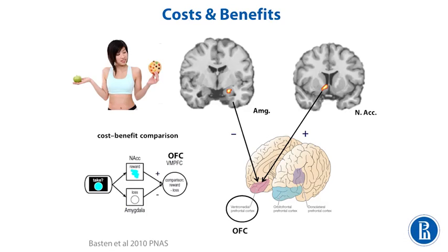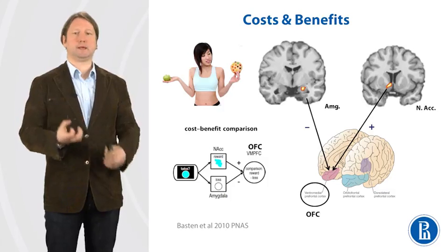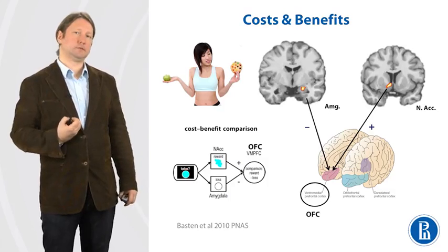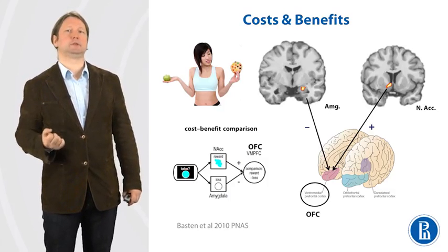A nice study conducted in Hauke Heekeren's laboratory, as I already told you, shows that the potential costs are processed in the amygdala and potential benefits are processed in the nucleus accumbens, in the ventral striatum. And it looks like the middle portion of the orbitofrontal cortex actually compares the evidence for potential costs and for benefits, integrates them, and activity in this region is proportional to the difference in the activity of the amygdala and of the ventral striatum. So it looks like the orbitofrontal cortex integrates the information about the potential costs and potential benefits of our decisions.